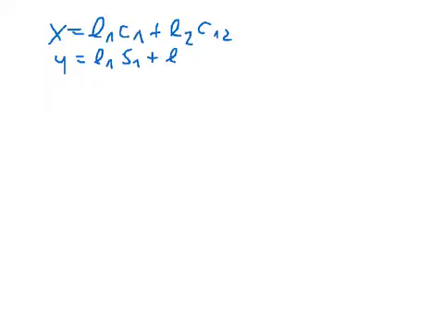So let's recap real quick. We have x equals L1 times C1 plus L2 times C12. We have y equals L1 times S1 plus L2 times S12, and we have cosine of phi is C123. Sine of phi is S123.